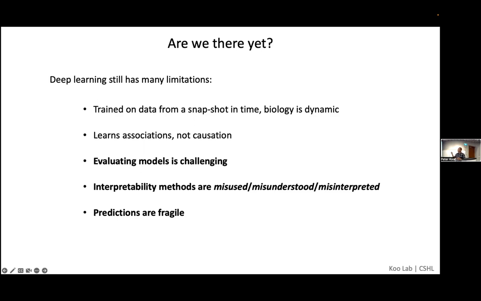So today I'm going to focus on some other limitations that my lab has made progress towards: evaluating models, how interpretability methods are often misused, misunderstood, or misinterpreted, and the fact that our model predictions are still fragile.